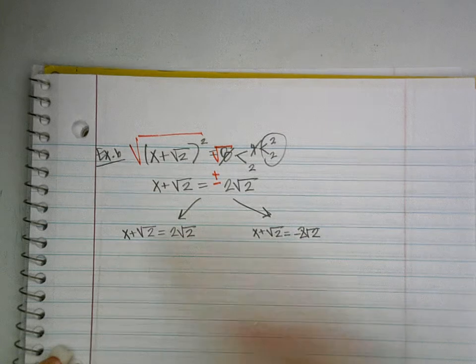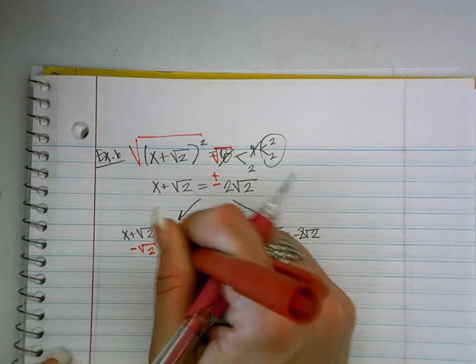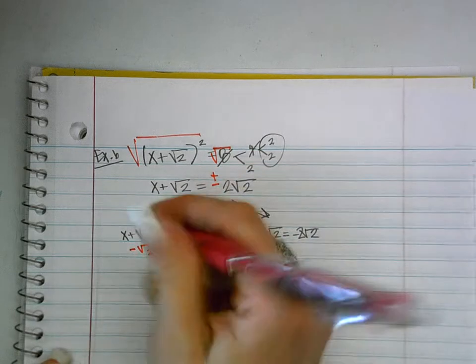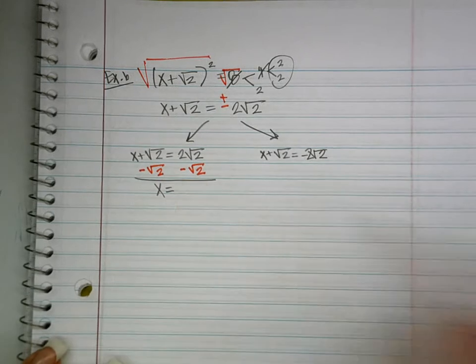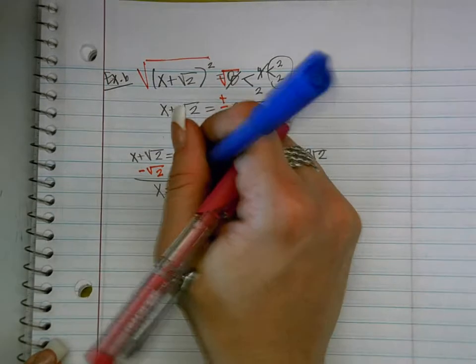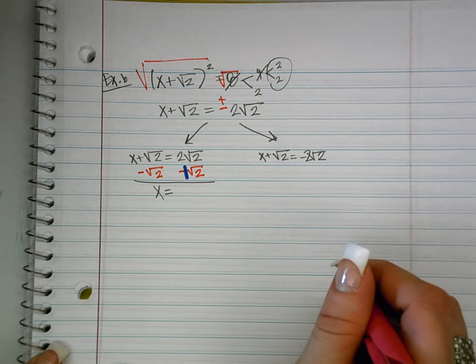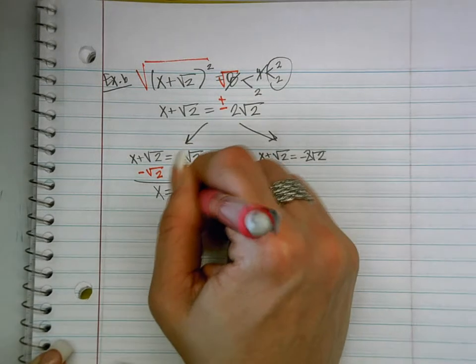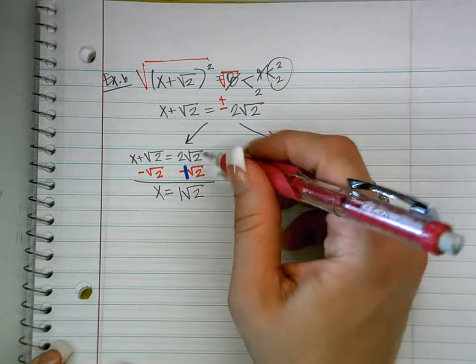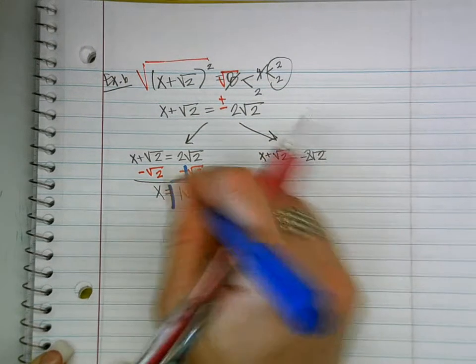Then, to get x by itself, we're going to subtract the √2 on this side. So that leaves us with x equals, what's the coefficient in front of this? What's the number in front right there? This is like a 1. So what's 2 √2 minus 1 √2? 1 √2. Okay? You do not cancel these out. It's kind of like 2x minus 1x. Okay, so that's one of your answers.